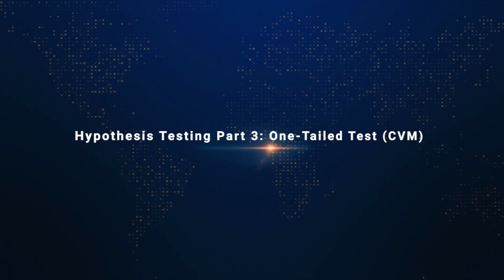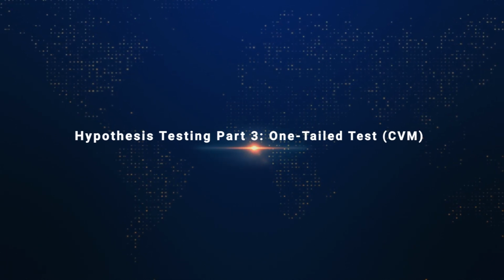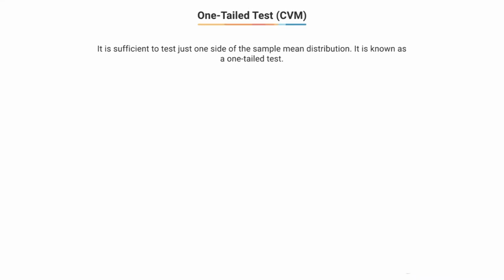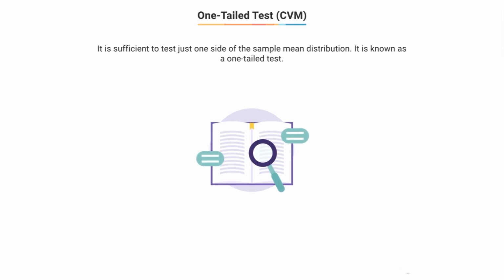Hypothesis testing part 3, one-tailed test, critical value method. It's sometimes sufficient to test only one side of the sample mean distribution. This is called a one-tailed test. We'll see an example of this in this discussion.